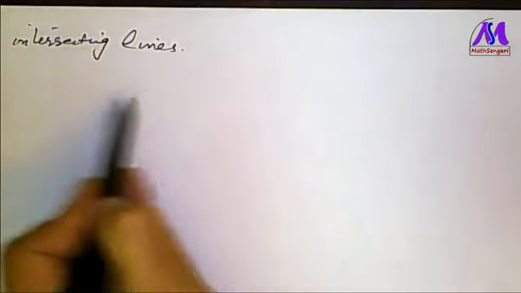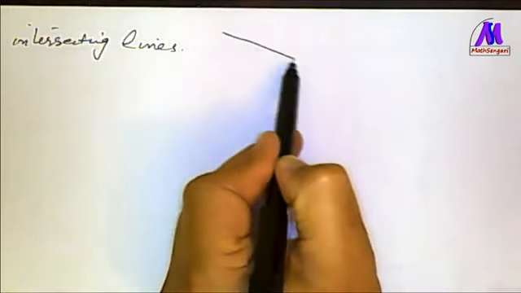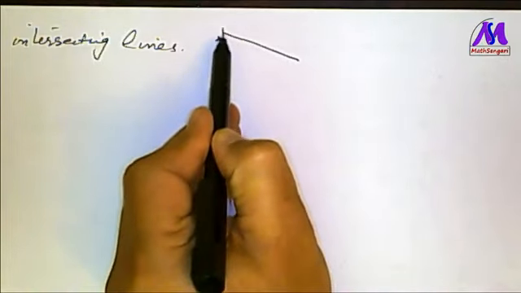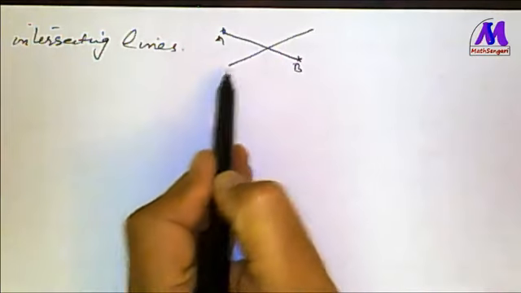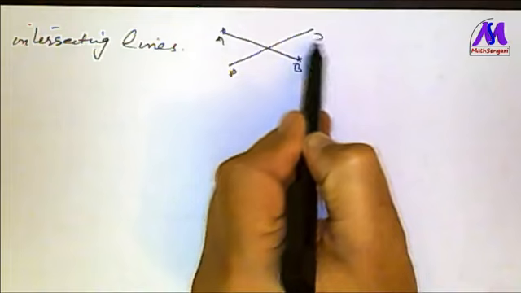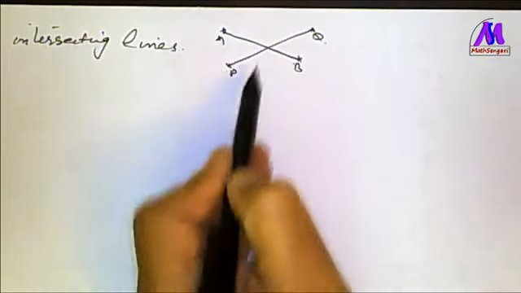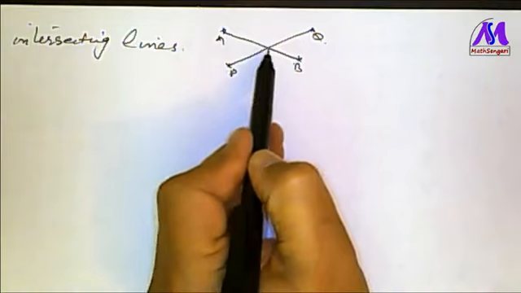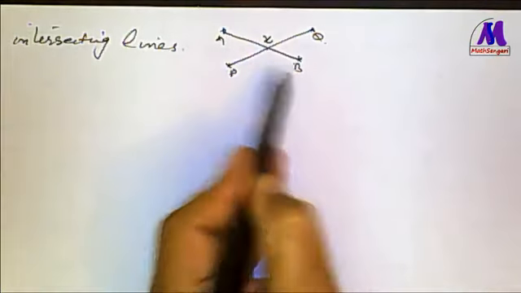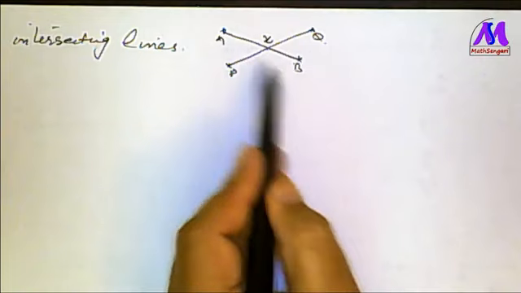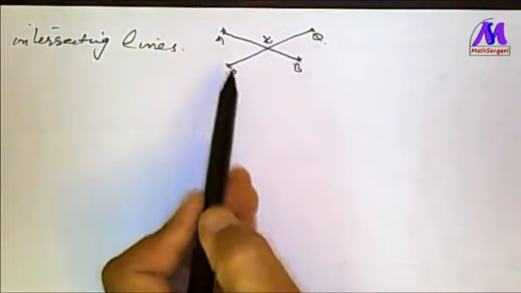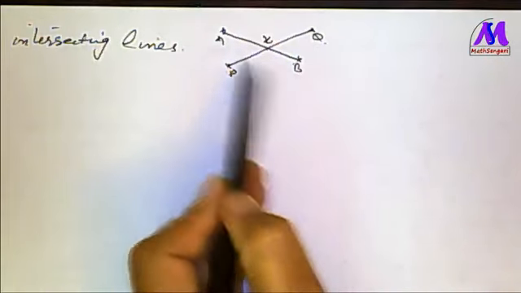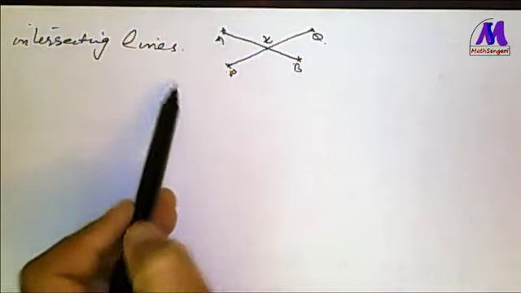The next topic is intersecting lines. For example, I'm drawing a straight line starting from point A to B, and another line crosses this line with the endpoints P and Q. Both lines cross each other at a point X. Then these lines are intersecting lines, because line AB intersects line PQ, or also PQ intersects AB. So these are called intersecting lines.